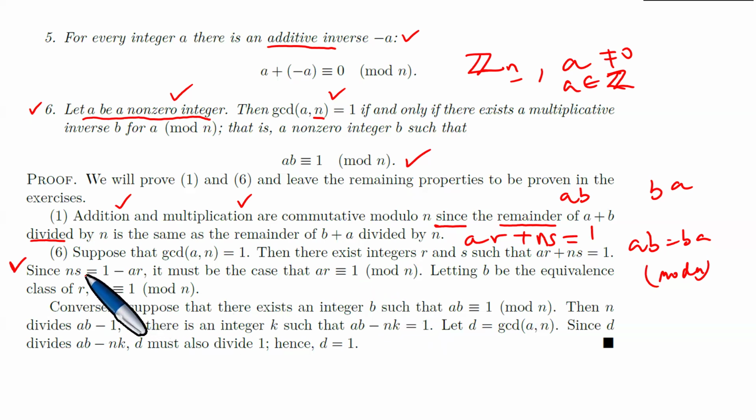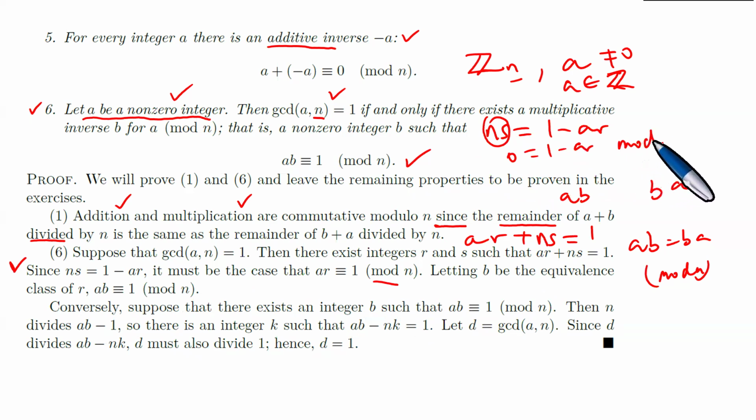It is the case because we're writing NS is 1 minus AR. We're going to analyze the proof there. Because we're dealing with modulo N, this part is going to be 0 modulo N. And if this part is 0 modulo N, then we have 0 is 1 minus AR modulo N. And if this is 0, then it means that AR is 1. And that is why this is the case.